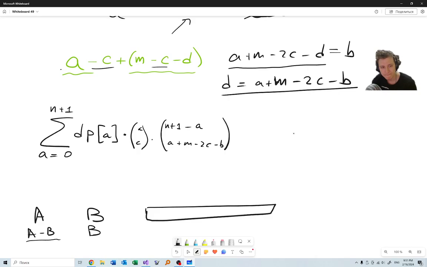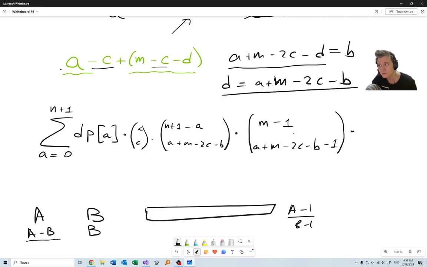And in the case of non-negative addends, it is known as balls and borders. And it's like A minus 1, B minus 1. Okay. So times choose from M minus 1, A plus M minus 2C minus B minus 1. So again, not clear why this is positive.